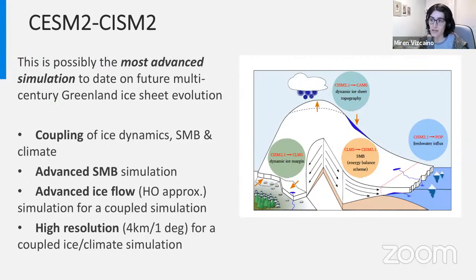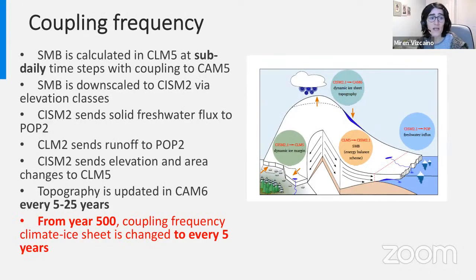The climate resolution is the standard of IPCC simulations for CESM, so 1 degree, and the resolution of the ice sheet model is 4 kilometers. We are simulating processes of SMB at the sub-daily time scale. We have coupling with the ocean, so the ice sheet model is providing freshwater fluxes, and runoff is provided directly from CLM to the ocean. No forcing from the ocean is given to the ice sheet, though. The topography is updated in CAM every 5 to 25 years. In this long simulation, to save computer time, we continue from the climate model at year 500, because most of the climate change has taken place in the first 5 centuries. Then we go with a 1 to 5 coupling, so the ice sheet model is forced every 5 years, for 5 years, with output from the climate model.